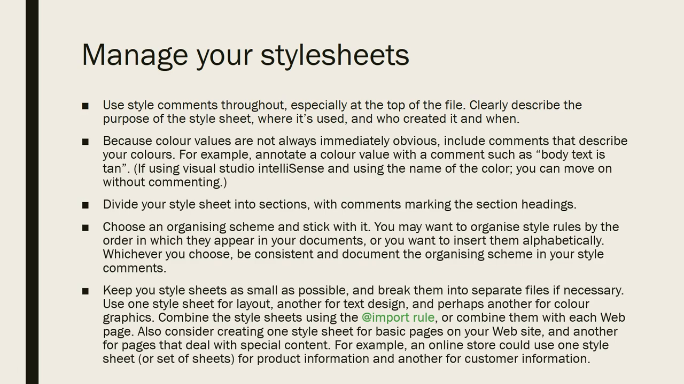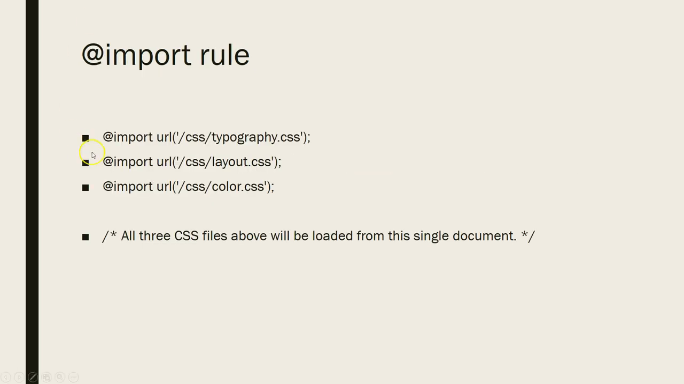The other thing that you can do with every style sheet is that you can split the files. You can have a separate file for layout, a separate file for text design, and a separate file for graphics and colors. And you can use the import rule and combine them in one web page and then just use it as a style sheet. For example, like this, you add typography in one CSS file, layout in another, and color in another, and then all three can be loaded from the single element. So this is what we did in our tutorial.